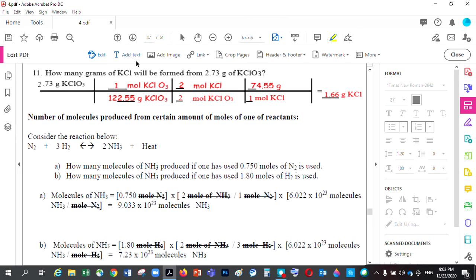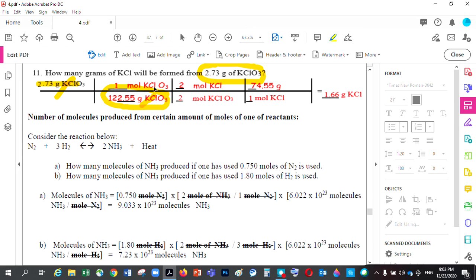Further, how many grams of potassium chloride will be formed from 2.73 grams of potassium chlorate? Again, you start with this, with the grams. You divide it by its molar mass. Grams with the grams cancel out. Gram per mole, that's the divide by the molar mass.